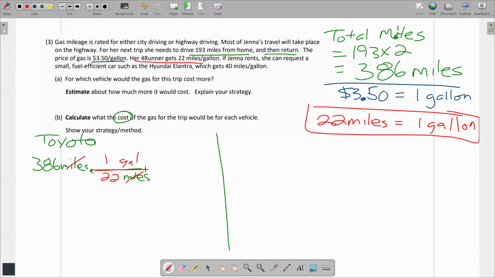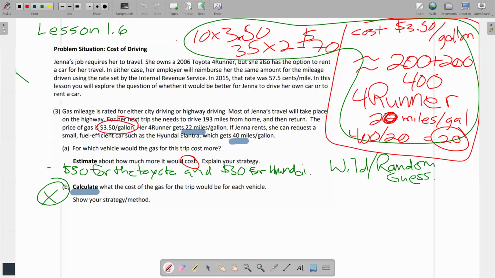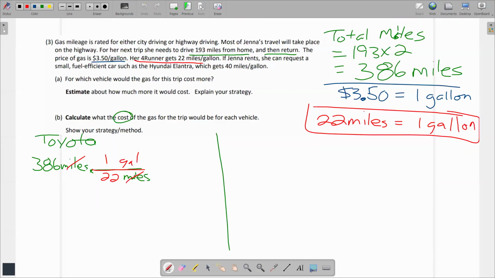Compare that to my estimate before. I did a division here to figure out how many gallons I was going to need. All right, so I think I'm on the right track there. What is my goal here? Is it gallons or cost? Gallons. All right, what is the cost? My goal is to find the cost. So I'm not done yet.